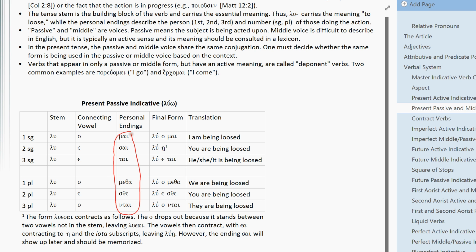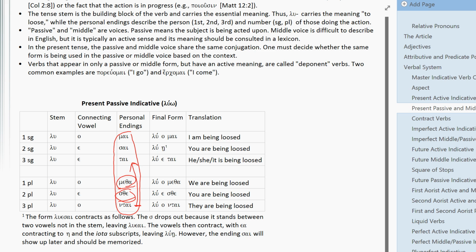Omai, ei, etai, ometha, esthe, ontai. These are easy to say out loud. The first three kind of rhyme, so that's helpful. And then notice that the third plural is the same as the third singular with a nu added onto it. Metha and sthe are also going to be used for the secondary middle and passive endings, so you'll see those again. So those are pretty strong endings that occur in both the primary and the secondary tenses.